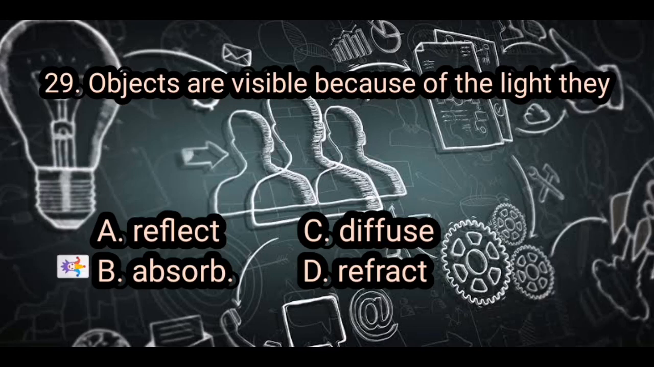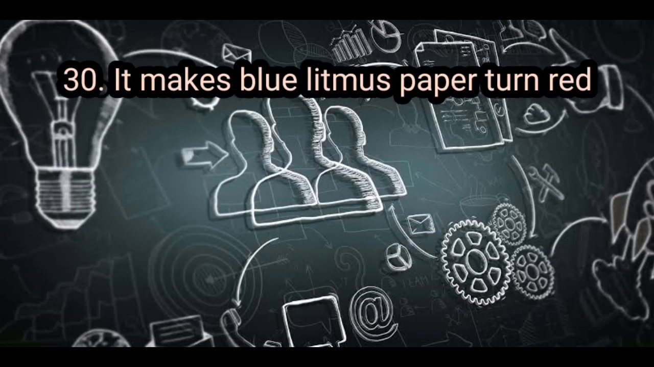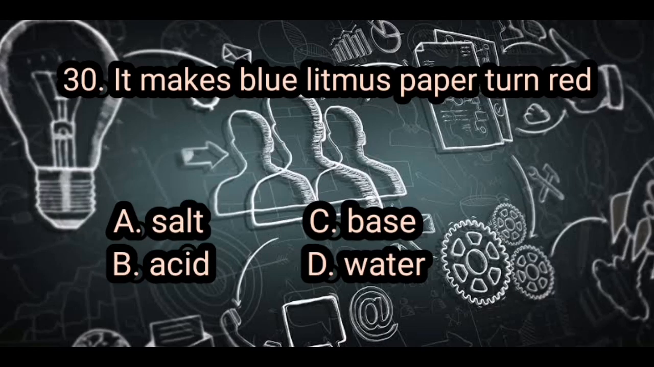Correct answer, letter B. 30. It makes blue litmus paper turn red. A. Salt. B. Acid. C. Base. D. Water. Correct answer, letter C.